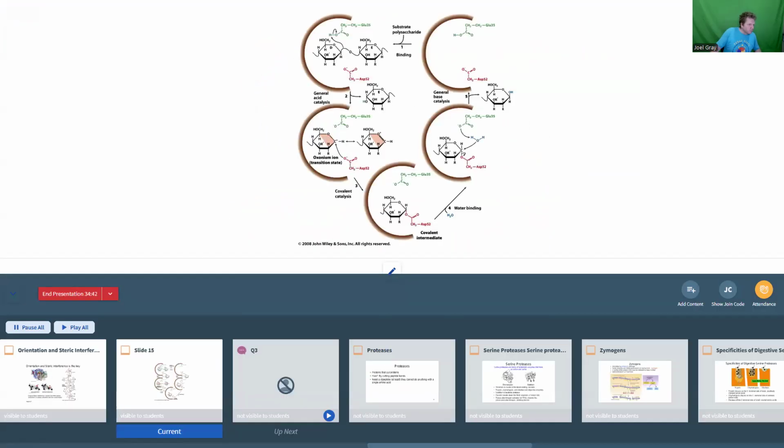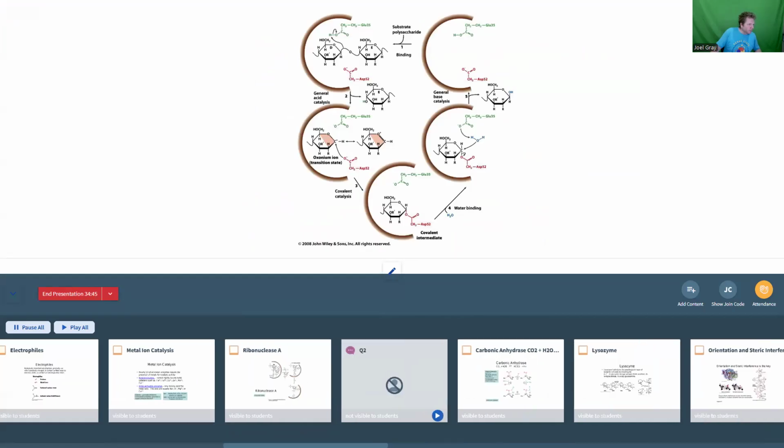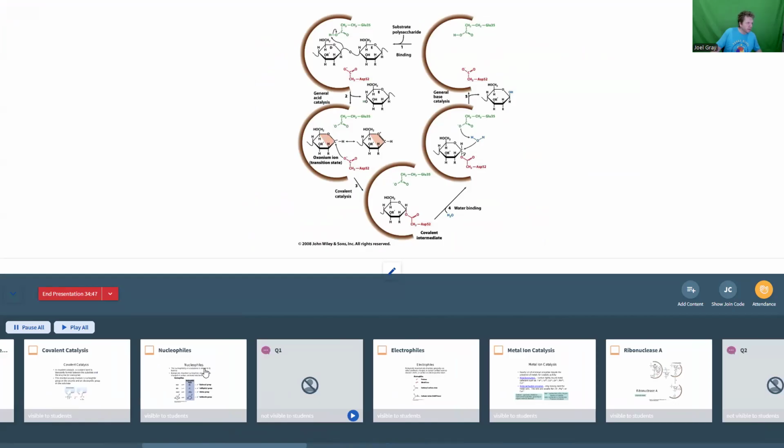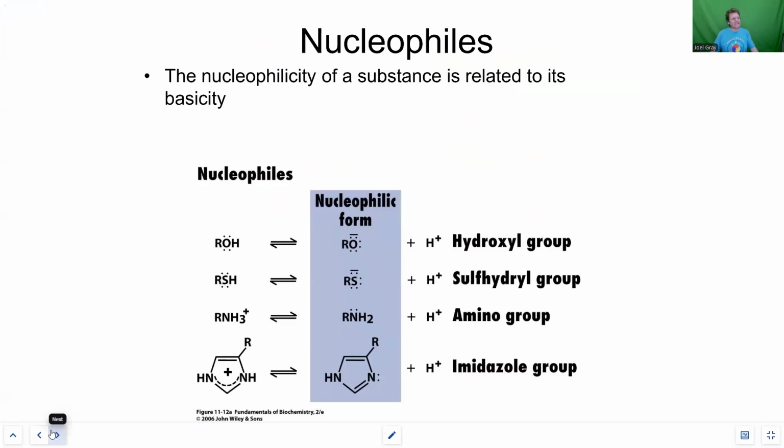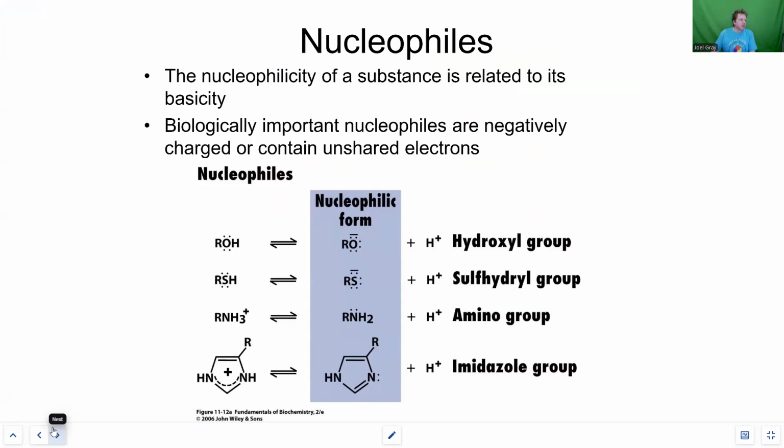Okay, now we're going to jog back because we've talked about covalent catalysis. Now I'm going to bring up nucleophiles. The nucleophilicity of a substance is related to its basicity. So there are a couple of different amino acids that can act as nucleophiles. Biologically important nucleophiles are negatively charged and contain unshared electron pairs. So something with a nitrogen or an oxygen or a sulfur is potentially a good nucleophile.